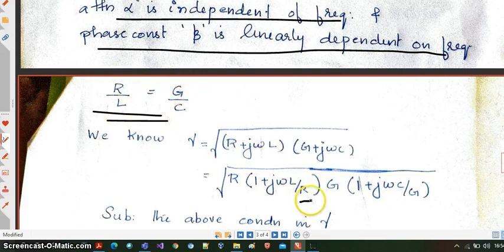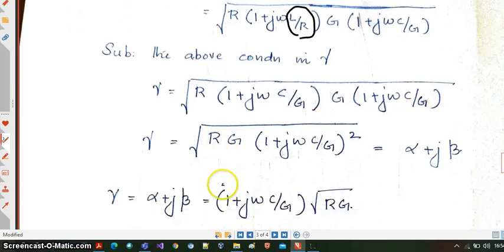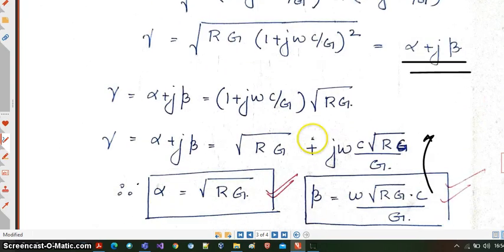Here you are having the term L by R, that you can write as C by G. So R into (1 plus j omega C by G) into G into (1 plus j omega C by G). So finally I can write gamma is equal to square root of RG into (1 plus j omega C by G) the whole square, which is equal to alpha plus j beta. So I am removing the square root and then opening the bracket. Finally I will get gamma is equal to alpha plus j beta is equal to square root of RG plus j omega C square root of RG by G.